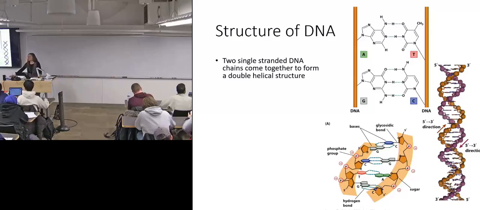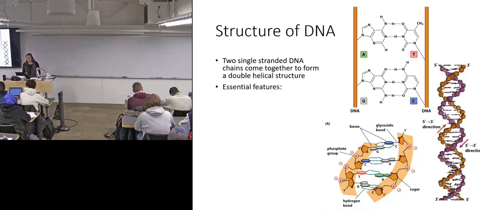All right, so 3D structure of DNA, okay? Two single-stranded DNA chains are going to come together and form a double helical structure, and we've got a couple different renderings of how that might look from your textbook. So there are some essential features to think about with the structure of DNA.